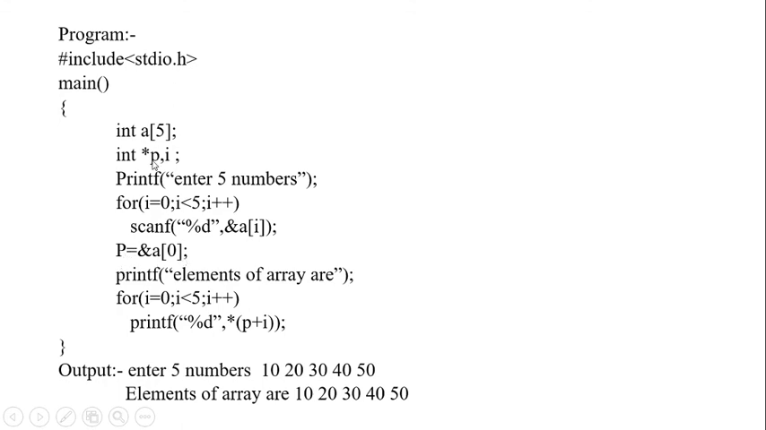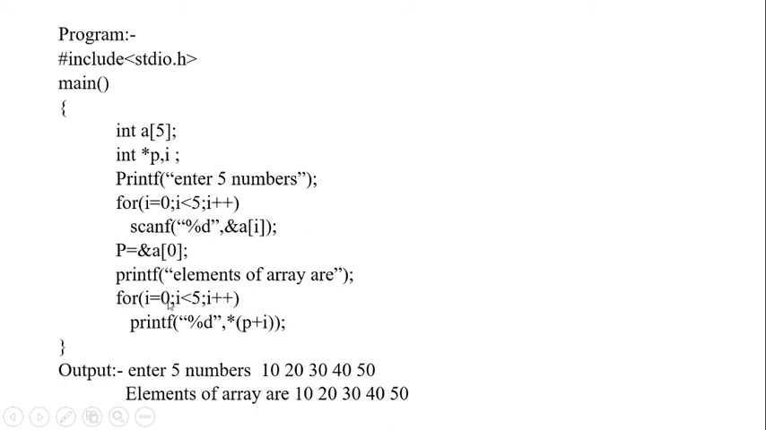What is p? p is an integer pointer, and we are assigning the address of the first element to this pointer variable. Then printf, elements of array are. We want to print all the elements from the array by using this pointer variable p. So for i is equal to 0, i less than 5, i plus plus, printf percentage d, star p plus i. So p plus i means the address, the location, and star p plus i means the content of that particular location. So star p plus 0 is the first element, star p plus 1 the second element, star p plus 2 the third element.